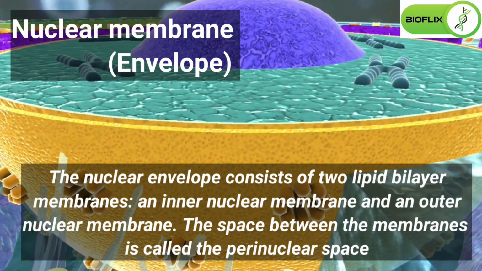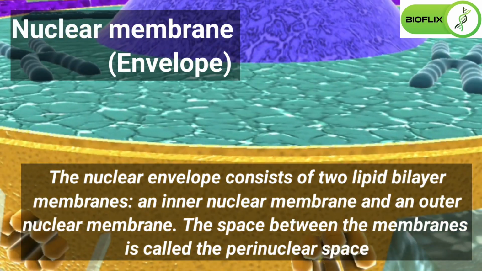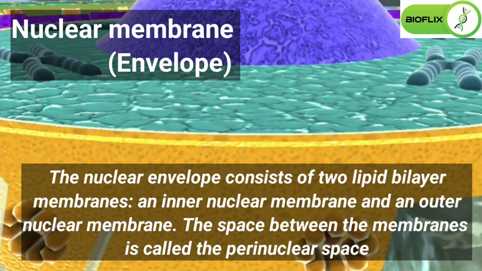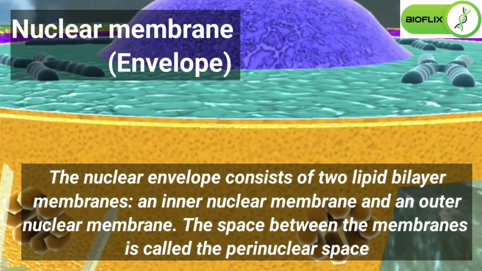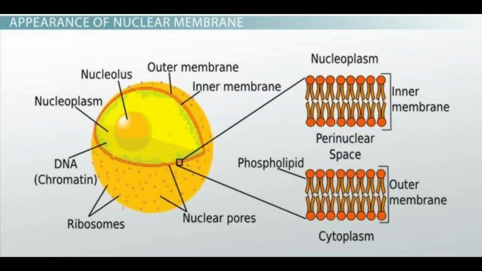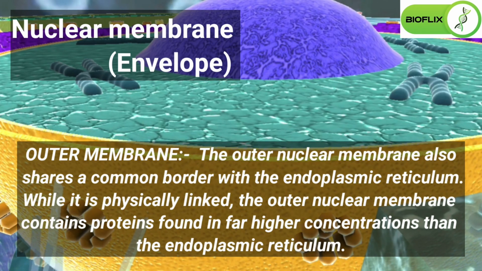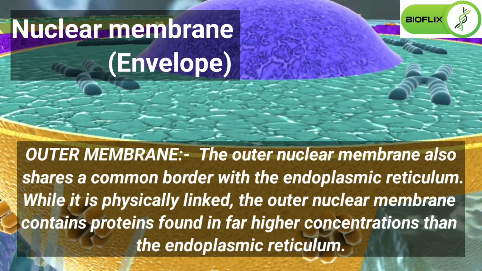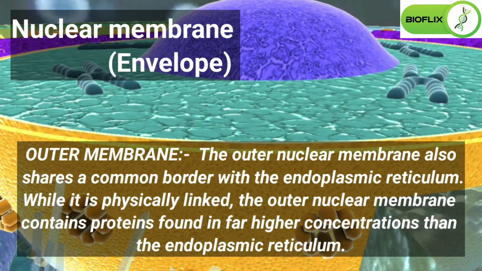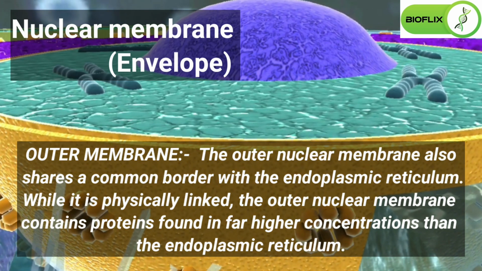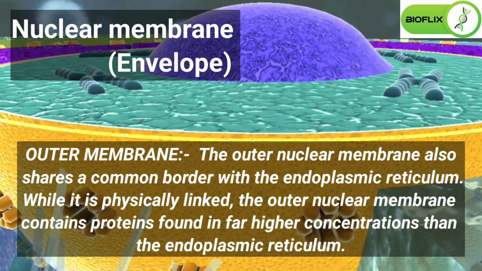The nuclear envelope consists of two lipid bilayer membranes, an inner nuclear membrane and an outer nuclear membrane. The space between the membranes is called the perinuclear space. Outer membrane: the outer nuclear membrane also shares a common border with the endoplasmic reticulum. While it is physically linked, the outer nuclear membrane contains proteins found in far higher concentrations than the endoplasmic reticulum.